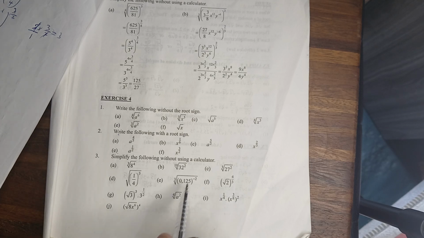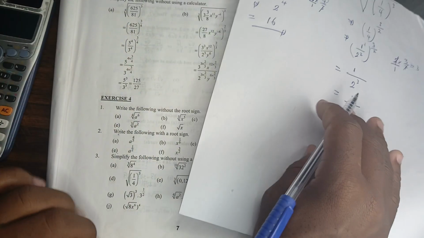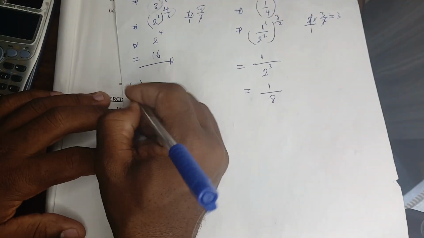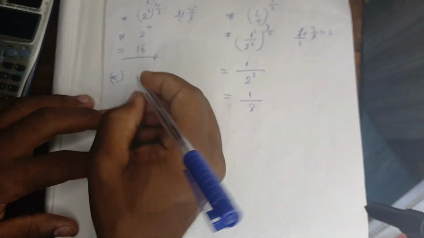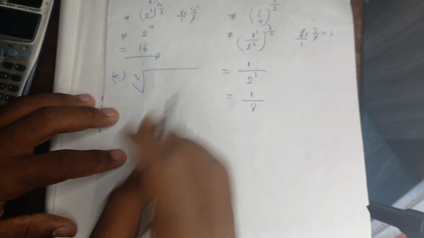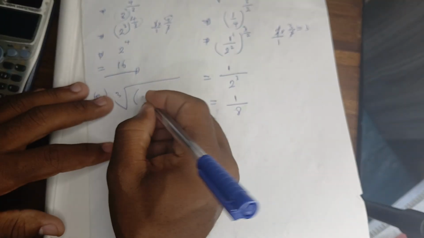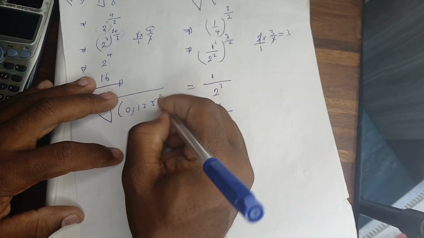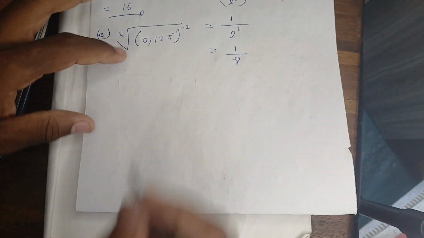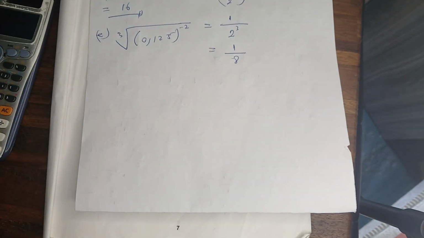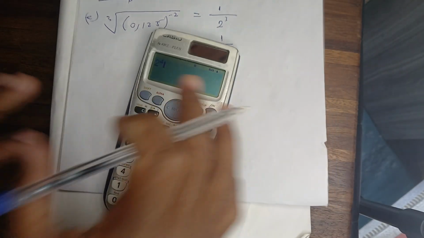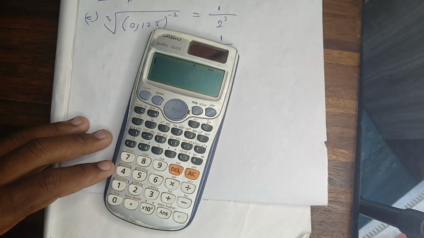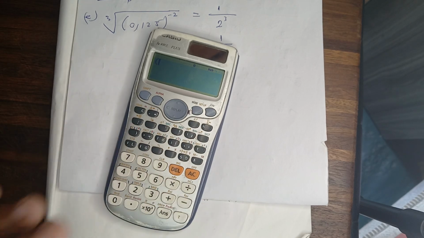Let me try to do another one that is different. Let us try number E. So E goes like this. We've got E. Okay, so E, I've got a square root of 3, like this, and the decimal 0.125, close bracket, to the exponent -2, like this. So guys, this is how it is. So before you do anything, don't stress yourself. Just simply go to your calculator, you write those decimals the way they are.